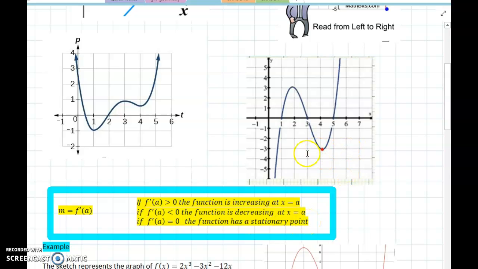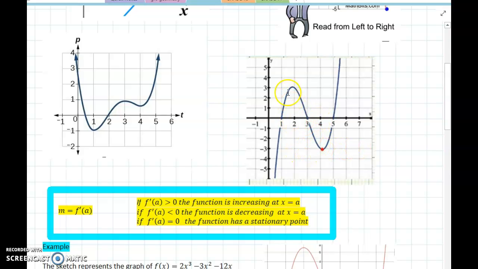So here at this point, if the gradient is equal to 0, the gradient of the tangent, this point is called a stationary point. So if I work out f dash of 4, I'll get an answer of 0, and that would imply that this point at x equal to 4 is a stationary point.